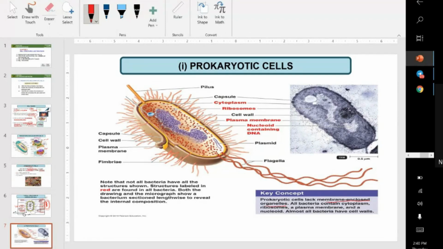It is a folded polynucleic acid. All bacteria contain cytoplasm, ribosomes, a plasma membrane, and a nucleoid. The nucleoid is the region where we can find their DNA. And almost all bacteria have cell walls.